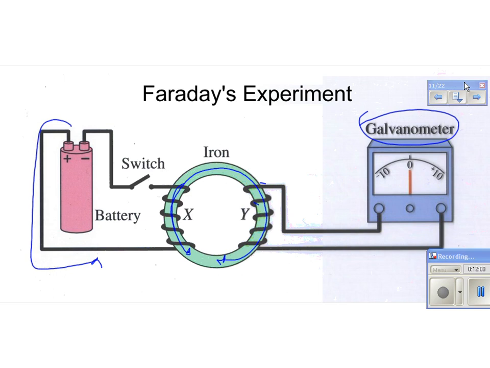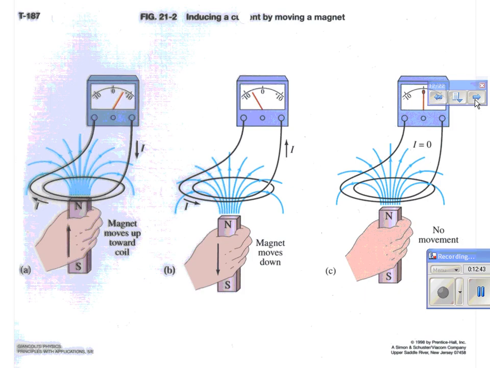But when the field is constant, no current. When he opens the switch, that magnetic field goes from something to nothing, and the needle jumps the other way. And then when there was no magnetic field, it goes back to 0. So what did he discover? Okay, not only magnetic fields, but specifically a changing magnetic field will induce a current in a wire. Okay? And that is a huge, huge discovery.